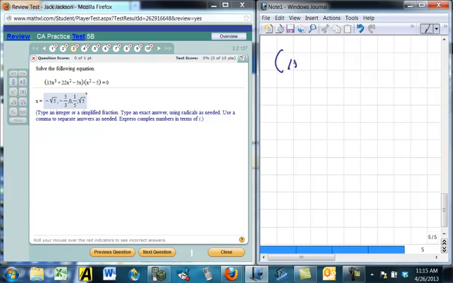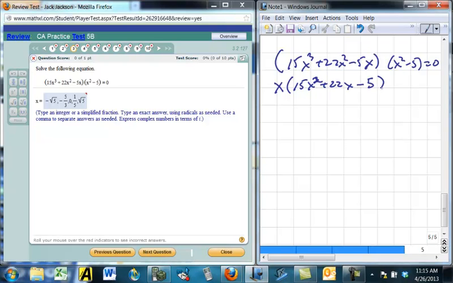Okay, so the next one is 15x cubed plus 22x squared minus 5x times x squared minus 5 equals 0. We want to factor this, solve the equation. They boil down to the same thing. So this one, let's see what we can do here. I can factor an x out of this, and I will drop all these powers down one. So I know for sure one answer is when x is equal to 0.